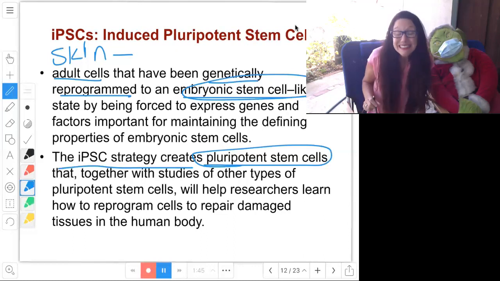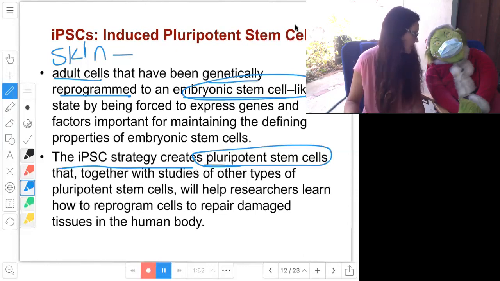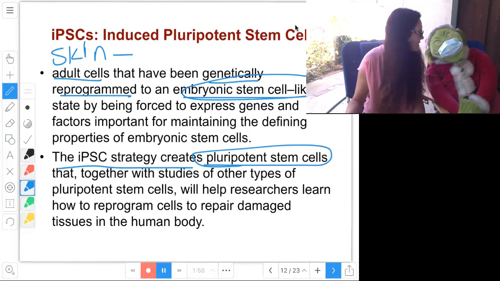I love them. What do you think? Do you think that's a good thing? How do you feel about pluripotent stem cells? Yeah, pluripotent stem cells totally worked out nicely for us. See, you got some of this stuff. It's not so bad.